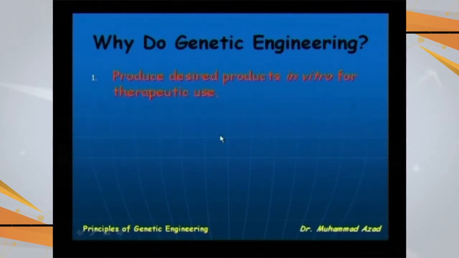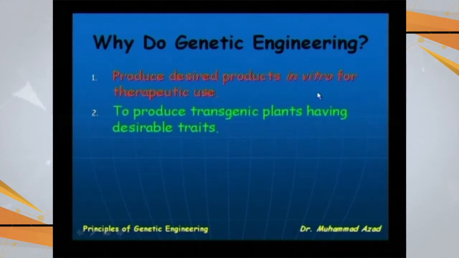So the practical applications: why is genetic engineering required? First, desired products. There is a long list of products which are produced in vitro. It is not only insulin but also human growth hormone. We are producing factor 8 for hemophilia and many other products.